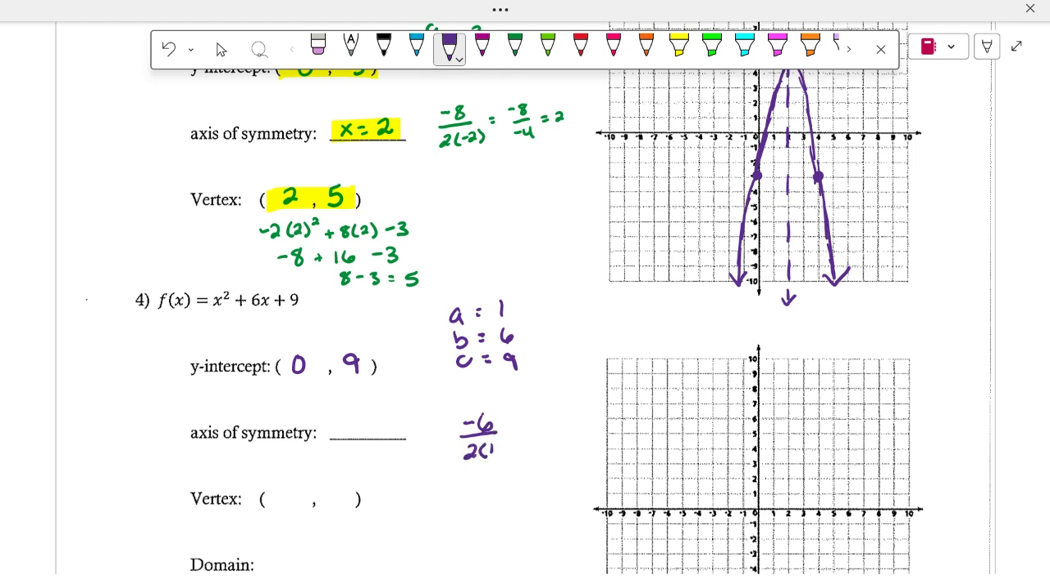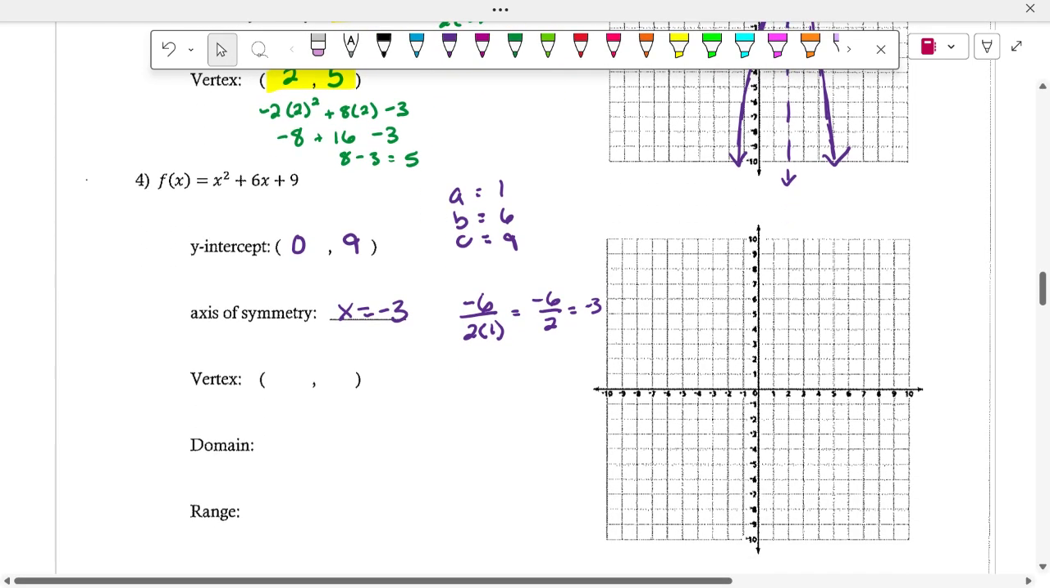Times 1. So it'll be negative 6 over 2, which is what? Negative 3. So we write how? Negative 3. That is also my vertex x value, sorry.